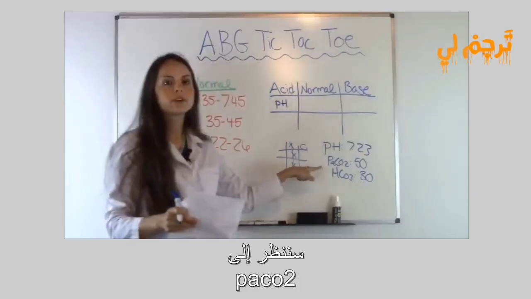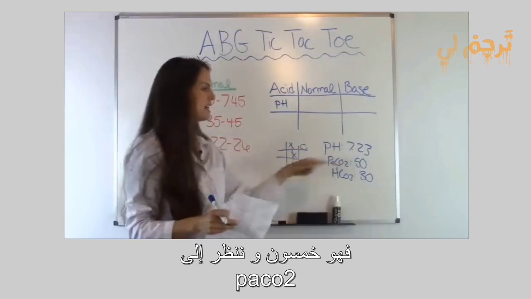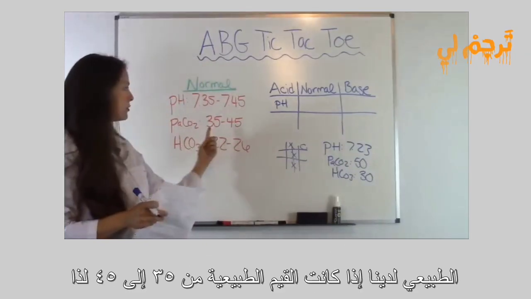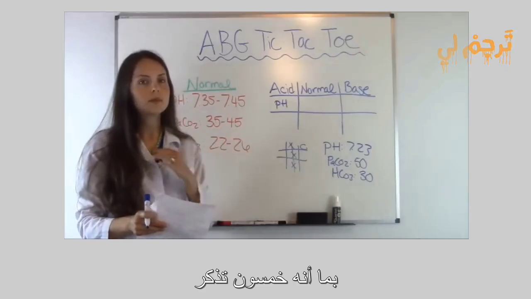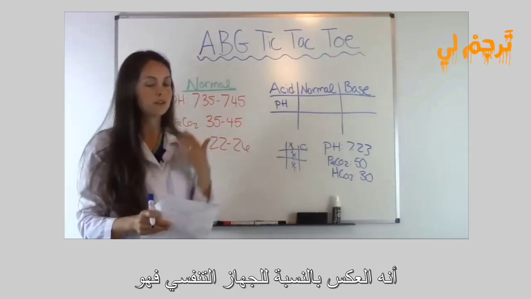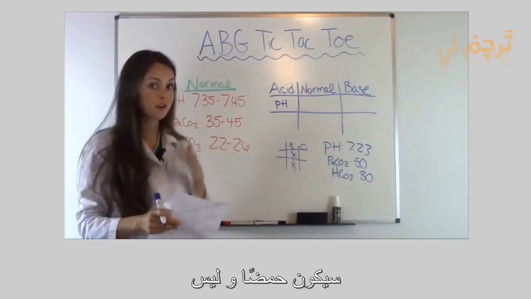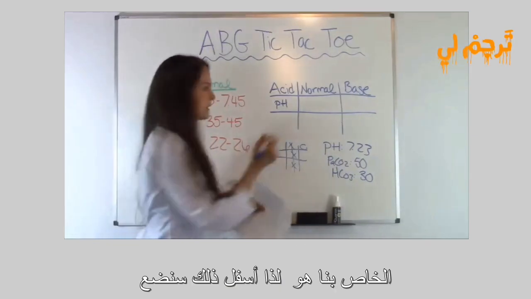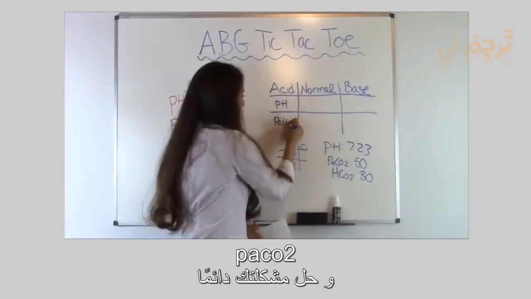Okay, now we're going to look at PaCO2, and remember, that represents respiratory. It's 50, and looking at our normals, PaCO2 normals are 35 to 45. So since it's 50, remember, it's the opposite for respiratory. It is going to be an acid, not a base. So our PaCO2 is acidic. So under that, we're going to put PaCO2.